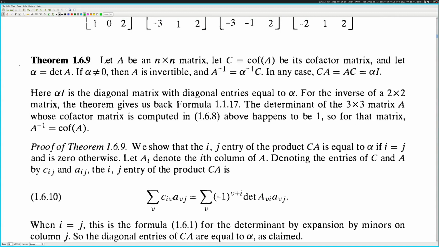We show that the ij entry of the product CA is equal to alpha if i is equal to j and is 0 otherwise. Let A_i denote the ith column of A. Denoting the entries of C and A by C_ij and A_ij, the ij entry of the product CA is the sum over nu of C_i nu times A_nu j, which is the sum of minus 1 to the nu plus i, A_nu i, A_nu j. Okay, so this is just the definition of the product.